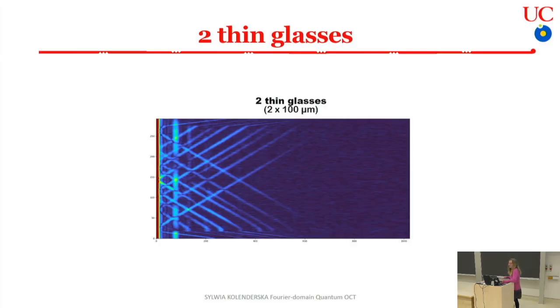But if we were to simulate how these two thin glasses would look at an angle, if they are put at an angle and scanned, it's a mess. The artifacts scramble the image completely.